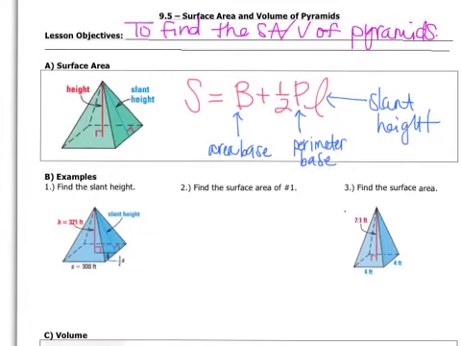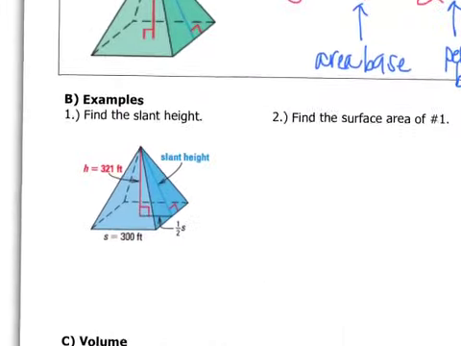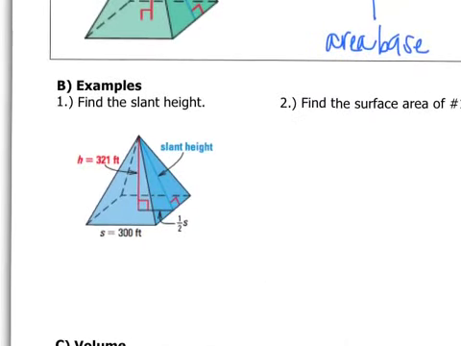What we are going to just start off with is looking at how to find slant height if you don't have it. It's going to be similar to how you found slant height with a cone, but I want to make sure we look at this specifically with a pyramid. So take a look. We have a square pyramid. You can assume that this base is a square. You are told that the side of that square is 300 feet. You are told that the height of the pyramid is 321.